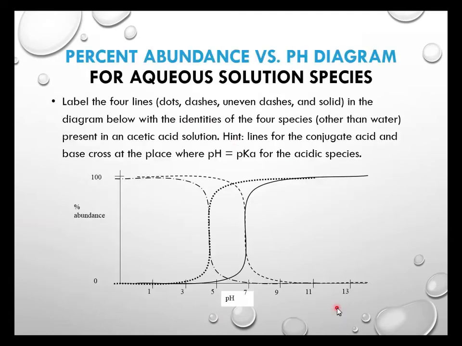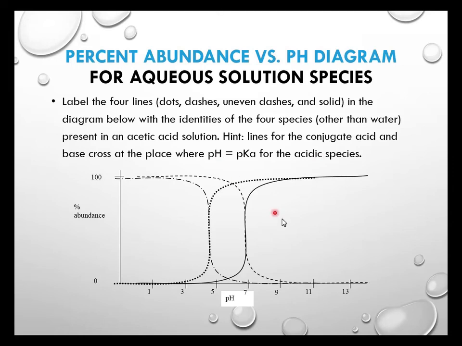All right, now add on the new stuff. Here's a new picture, and there are 4 lines on this picture, and I'd like you to try to figure out the identities of all 4 species in an aqueous solution of acetic acid. Use the hint that lines for conjugate acid and conjugate base species cross at the place where pH equals pKa for the acidic species. So that's a hint that should help you with this. Go ahead and pause the video and see what you can do.